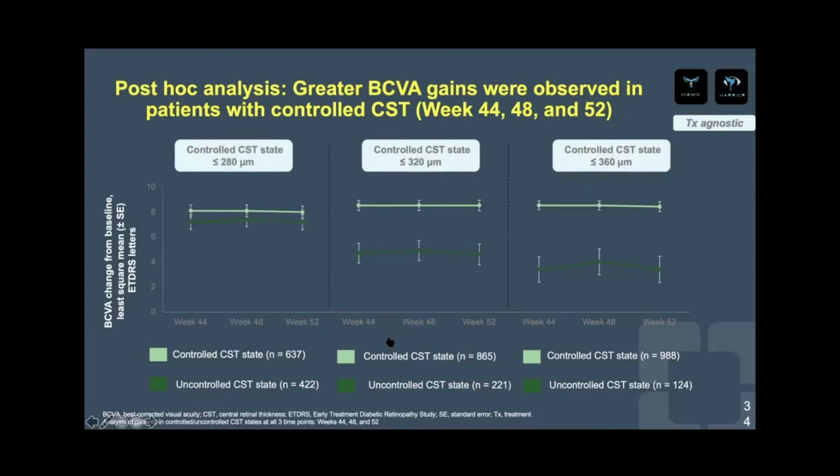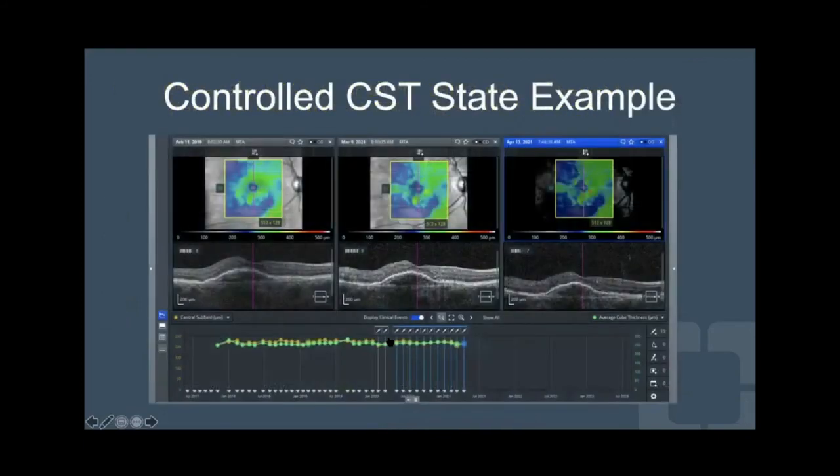So really, you can see how the impact can be of the CST state in these patients. And here's a great example of how CST state has been controlled well in a patient.